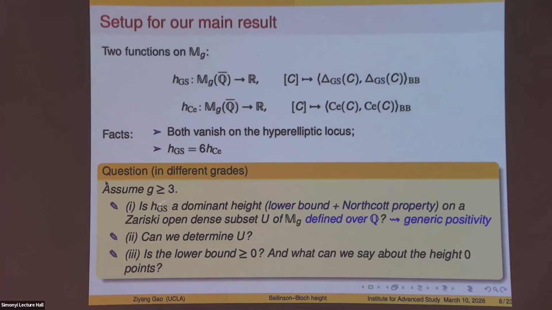And of course, we should assume g is at least 3, because otherwise every curve is hyperelliptic. When g equals 2, every curve is hyperelliptic, then we know everything. Okay. So is the Zariski dense open set a function of your proof, or should it be false outside of that? It should be false outside that. It should be false. Yes.